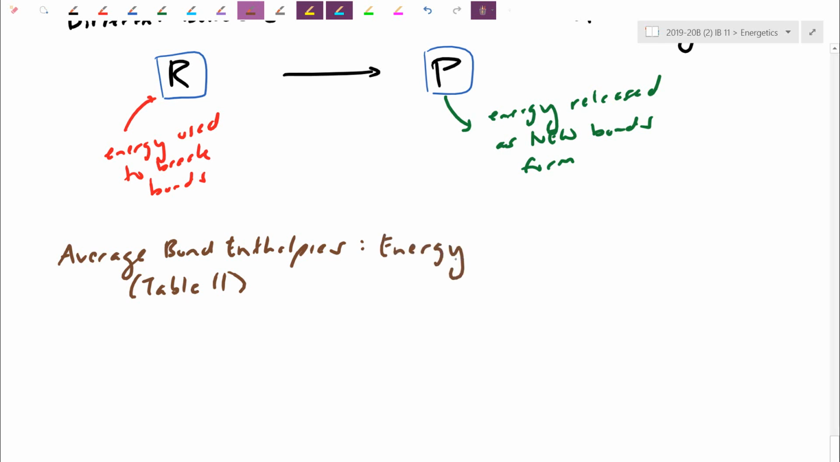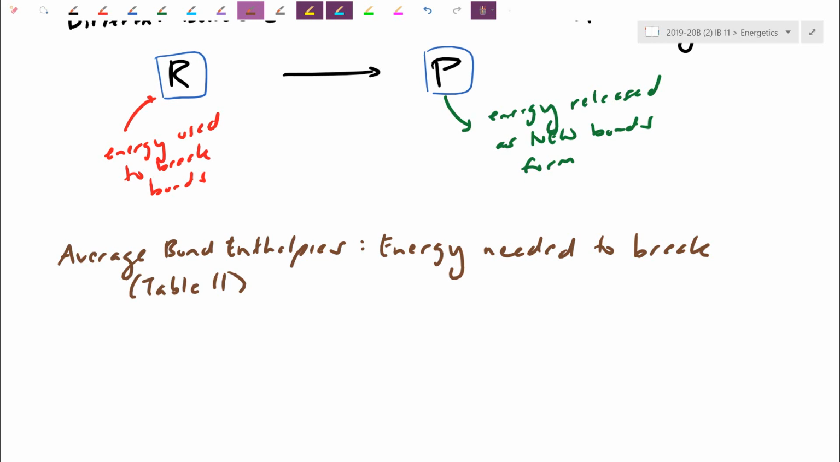So the average bond enthalpy is the energy that's needed to break. Between the two directions, I could have put in energy or I could have released energy here. I'm just going to look at breaking bonds. So the bond is already there. How much energy do you need to input to forcefully rip these two things apart?